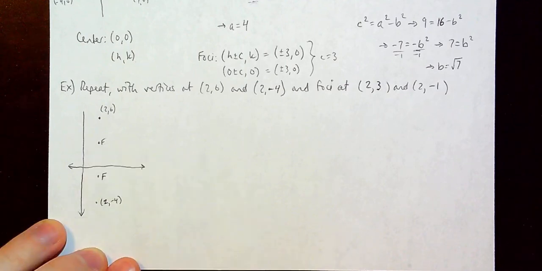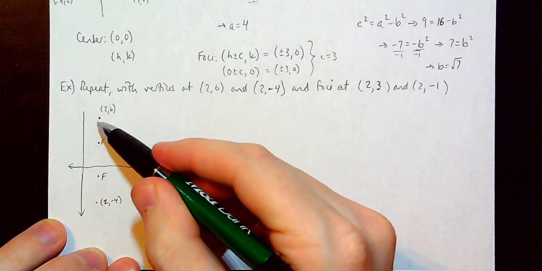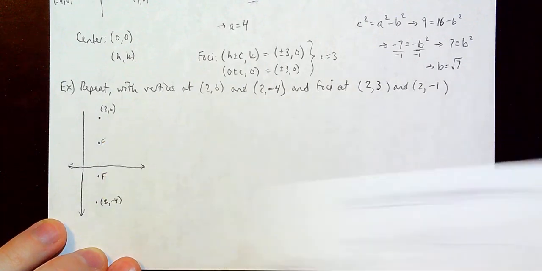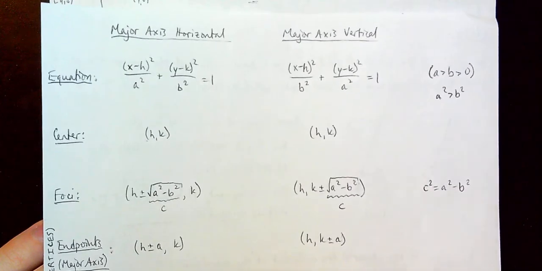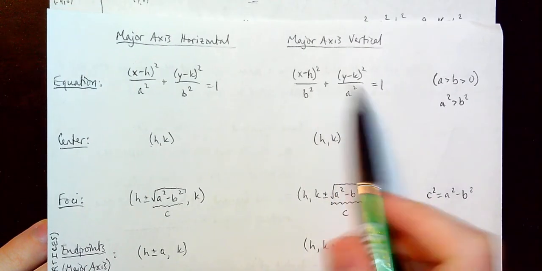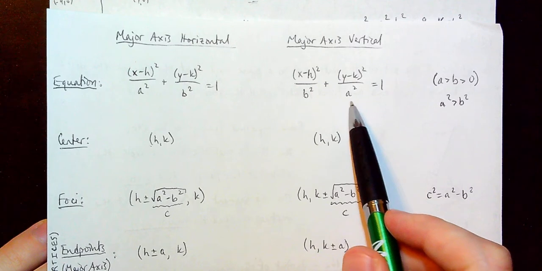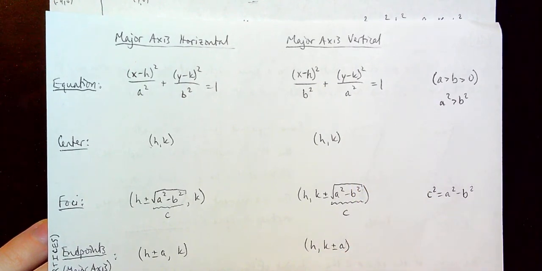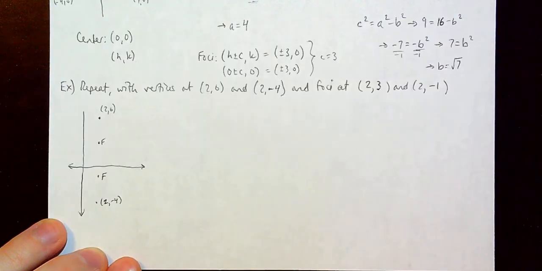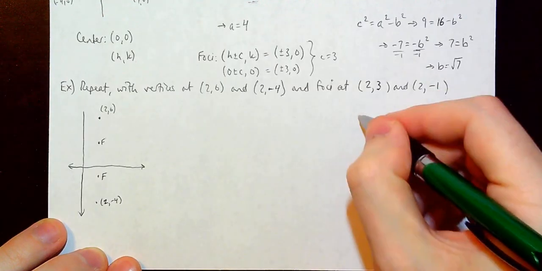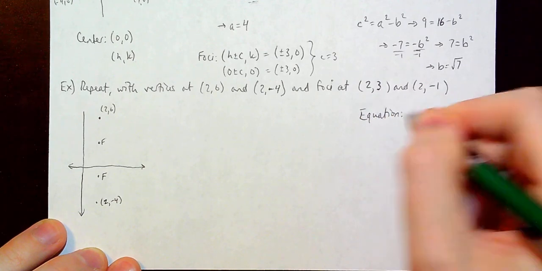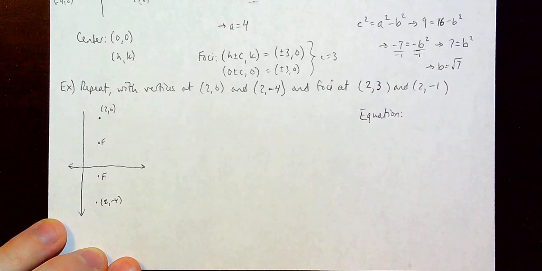So here we can clearly see that the major axis, the line segment that connects our vertices, is going to be vertical. So now we're working with something that looks like this. We're going to have the larger number underneath the y's, not underneath the x's. So we're going to just put a separate little space here for the equation that we're eventually going to have.